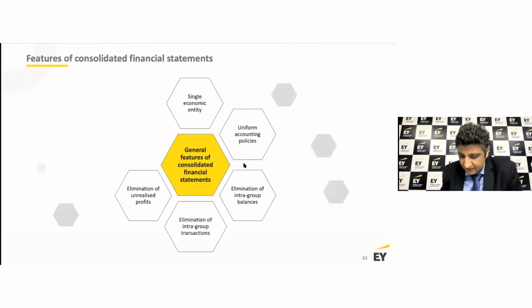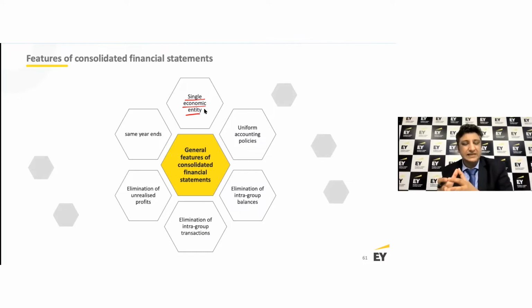The general features of consolidated financial statements, many of these we have already talked about. Yes, we are talking about a single economic entity, right? So the entire group is basically a representation of a single entity, okay? We need to eliminate intra-group balances, something that we have been talking about throughout, right? Elimination of intra-group transactions. Also, we would be talking about elimination of unrealized profits. It also needs to be seen, by the way, that there could be entities which have different reporting dates, different reporting periods. So how do we bring that same year end into the picture is a question.